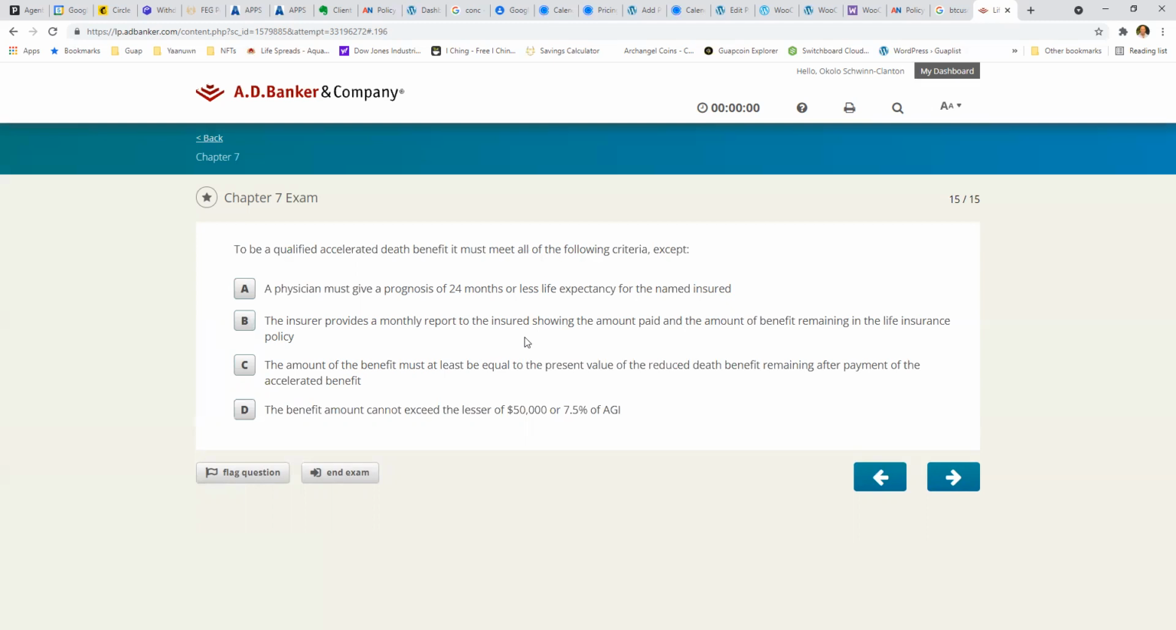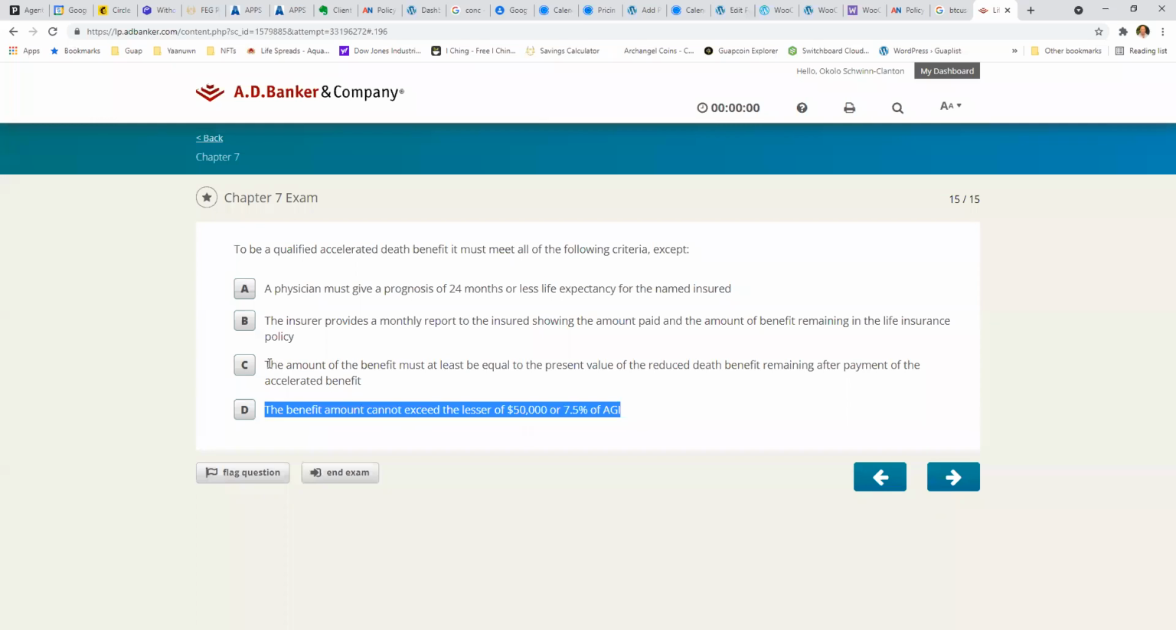The amount of the benefit must at least be equal to the present value of the reduced death benefit remaining after payment of the accelerated benefit. Okay, so the amount of the benefit must at least be equal to the present value of the reduced death benefit remaining after payment of the accelerated benefit. That sounds good, but it's confusing, so let's go on. The benefit amount cannot exceed the lesser of $50,000 or 7.5% of AGI. This is just not true.